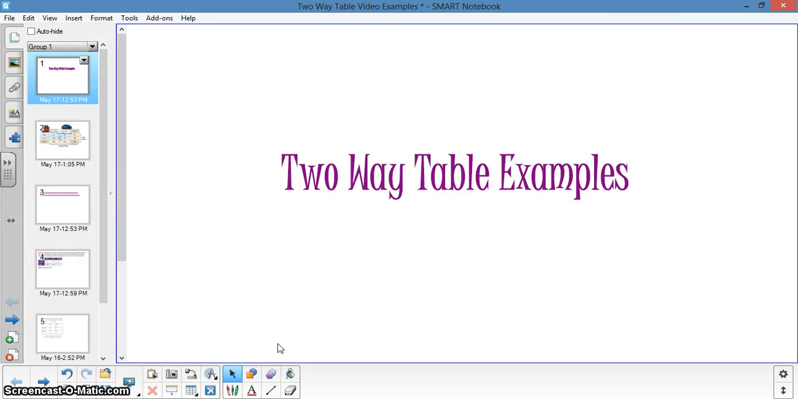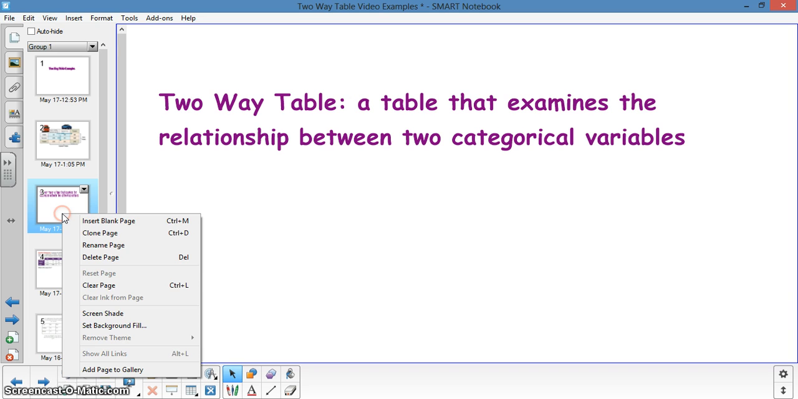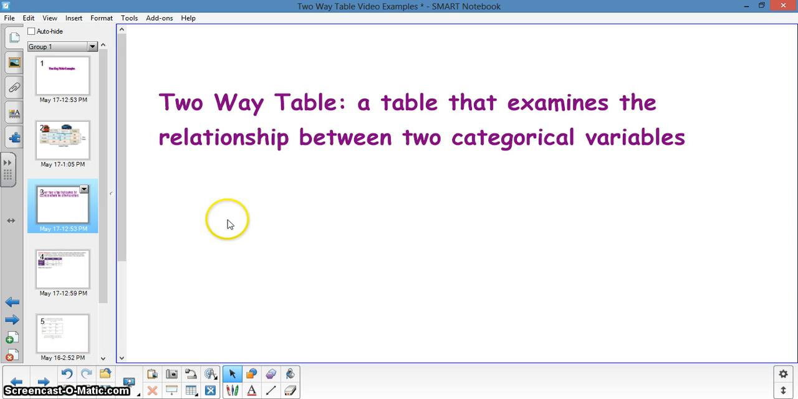Today we're going to look at examples of two-way tables. Let's review what a two-way table is. A two-way table is a table that examines the relationship between two categorical variables.